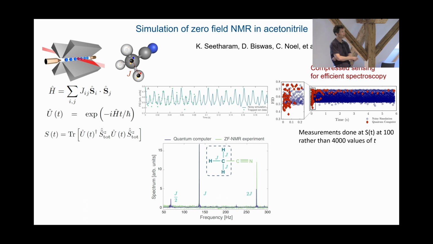But of course, the challenging part was going beyond doing simulations entirely on classical computers and doing something on quantum hardware. This is where the beautiful work by Crystal and collaborators came in. This was a simulation of the spectrum of acetonide. Again, we're dealing with a 4-spin system. And there are several things which are challenging.